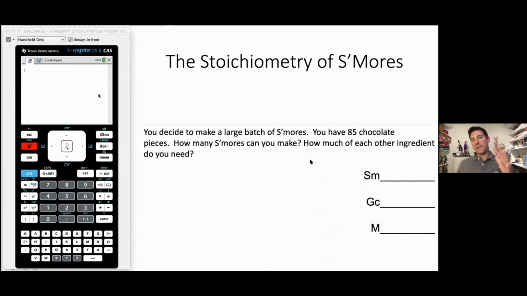Let's alter that to make it a little more realistic. You decide to make a batch of s'mores. You already have some chocolate, so you don't want to go buy more chocolate. You're just going to use what you have. You have 85 chocolate pieces. How many s'mores can you make? And how much of each other ingredient are you going to need to be able to make all of those s'mores? Now, again, this just takes us right back to dimensional analysis, which we have 85 chocolate pieces.